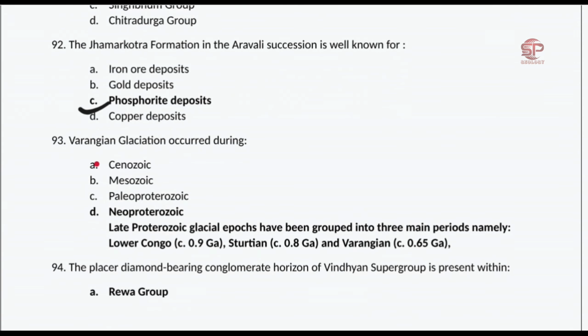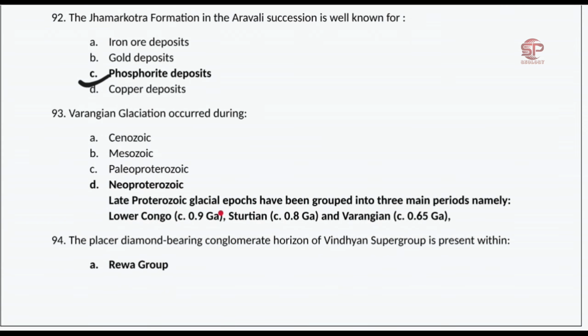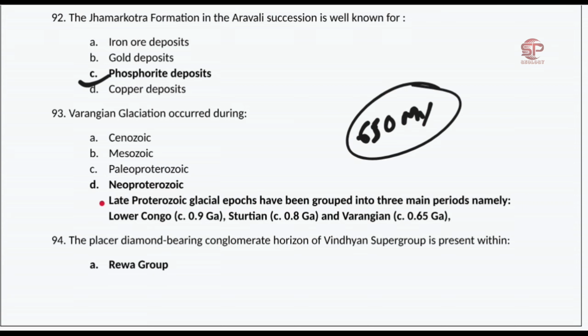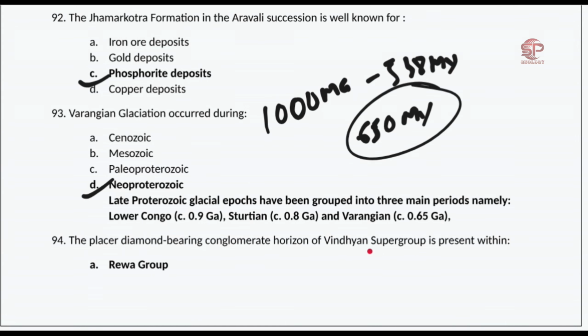Then comes the Varangian glaciation, which is in the late Proterozoic. It has an age of 0.65 billion years, we can say 650 million years. So it will come under the Neoproterozoic. The Neoproterozoic is from 1000 million years to 538 million years. The answer will be Neoproterozoic.